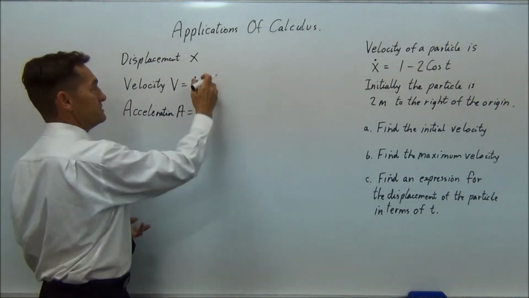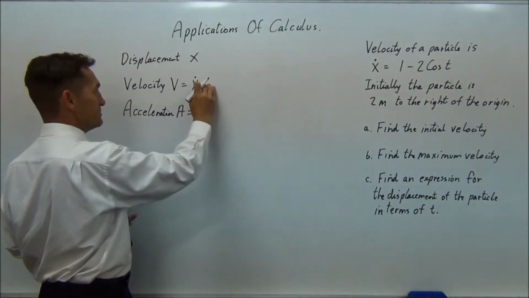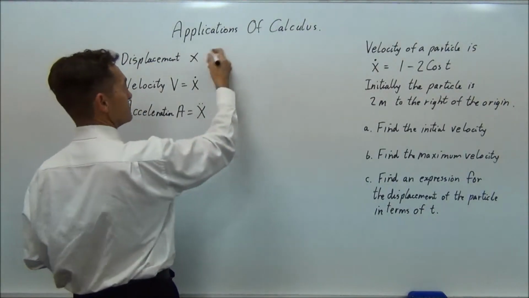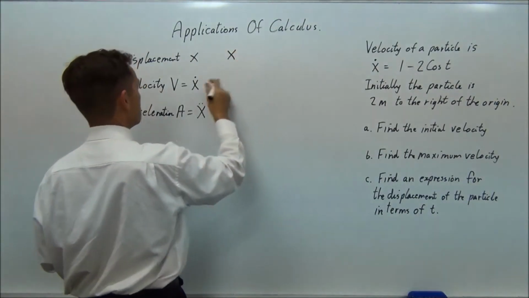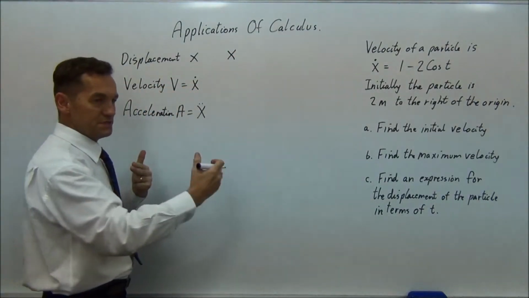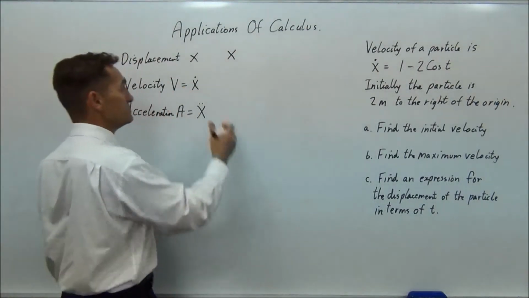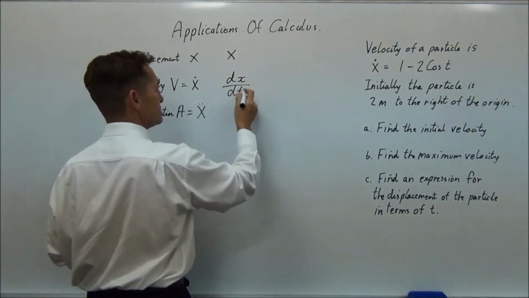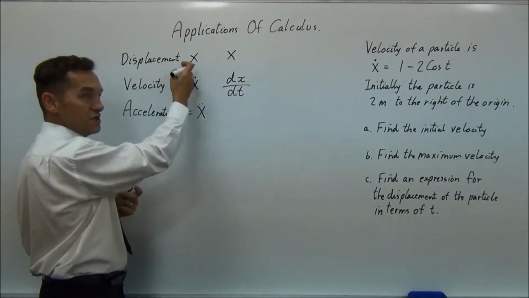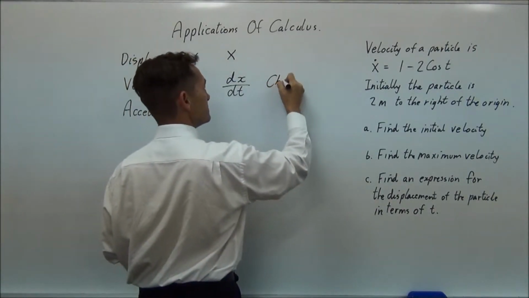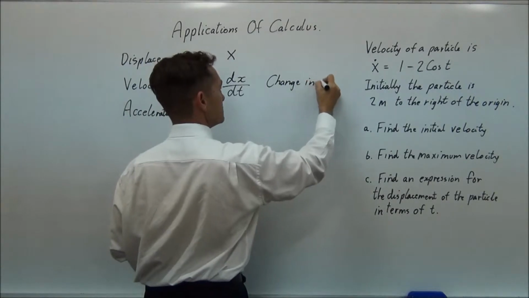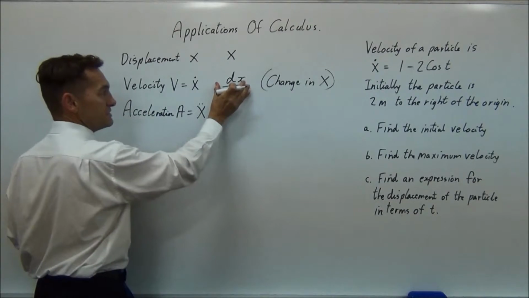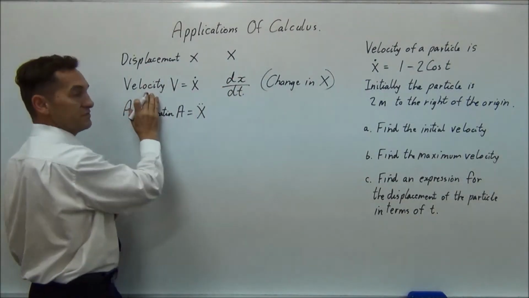Now what this means is if you've got displacement and you want to get to velocity and then get to acceleration, you're differentiating. So you've got x, and velocity is some distance in terms of time. So you would differentiate this and get dx/dt. So velocity is the change in displacement, the change in x. That's what dx/dt, the change in x, is: the velocity.